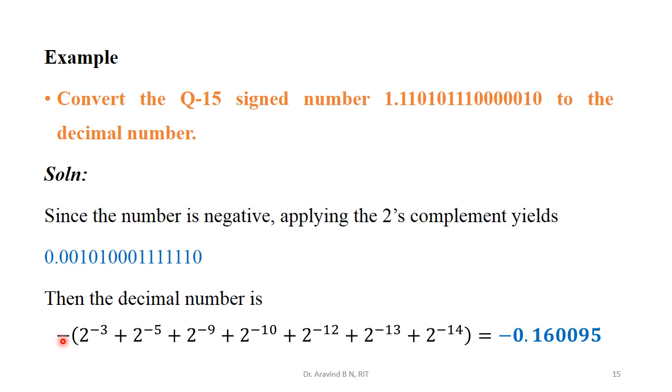Now we convert this into the equivalent decimal number by applying this procedure. Since it's a negative value, right from the start we put a minus sign, and then the calculation. Here we can observe this is position 0, position 1, position 2, position 3. At position 3 we have 1, so it means 1 into 2 to the power of minus 3. Then 4, 5, at position 5 we have 1, that is 1 into 2 to the power of minus 5. Like that these are written over here. After simplifying this we get the answer minus 0.160095 as the final answer.